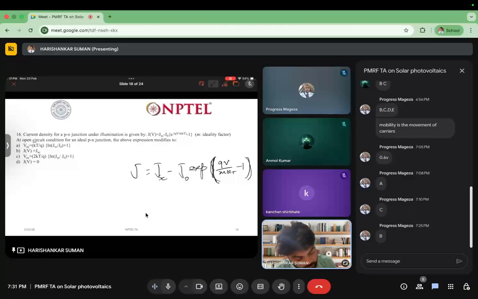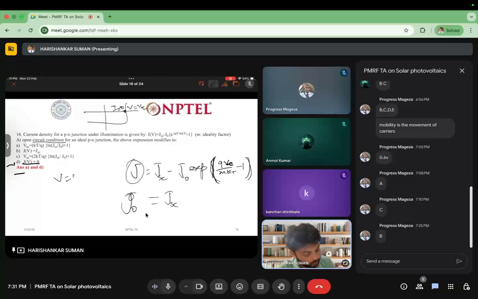So at open circuit condition, you know, this is V equal to VOC and I equal to 0. So total current is 0. Please put J equal to 0 and solve. J is equal to, let's say, J naught exponential term also. So D is also correct, and for A, you put V equal to VOC in this equation and solve.